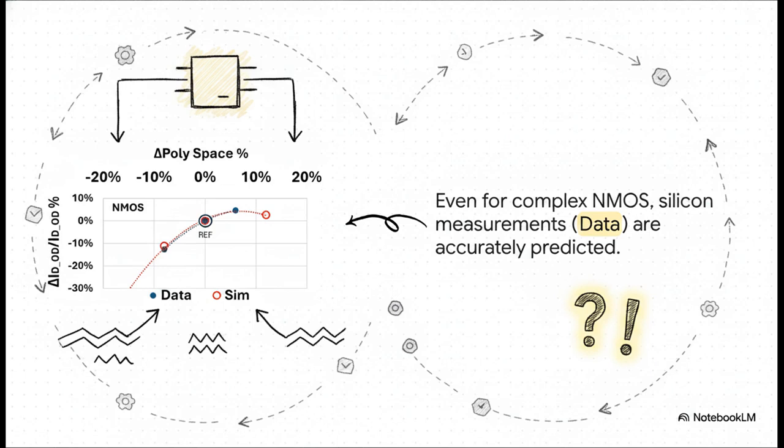But what about the tricky one, the more complicated NMOS transistor? Well, even here, with that whole tug of war of different stresses going on, the model still works. The blue dots, our silicon measurements, fall right in line with what the simulation predicted. So we can say it with confidence. We know what's happening. The mystery is solved.